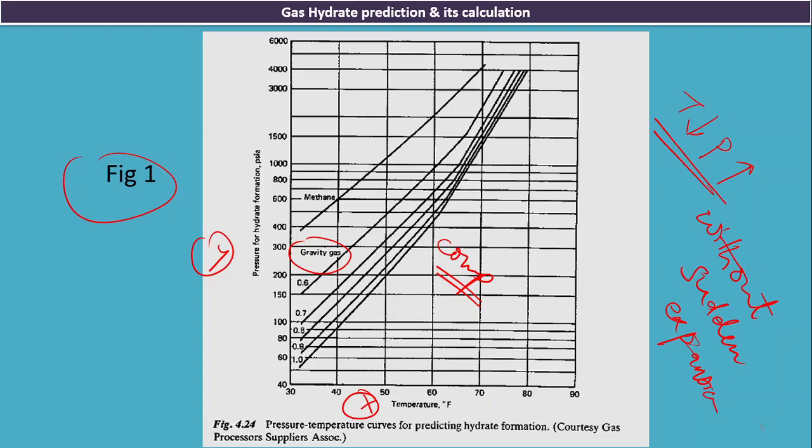These are the lines for hydrate formation. It means that suppose this is 50 degrees and the gas gravity is 0.6, this could be about 500 psi. This is the pressure at which hydrates start to form. So that's the basic concept here.